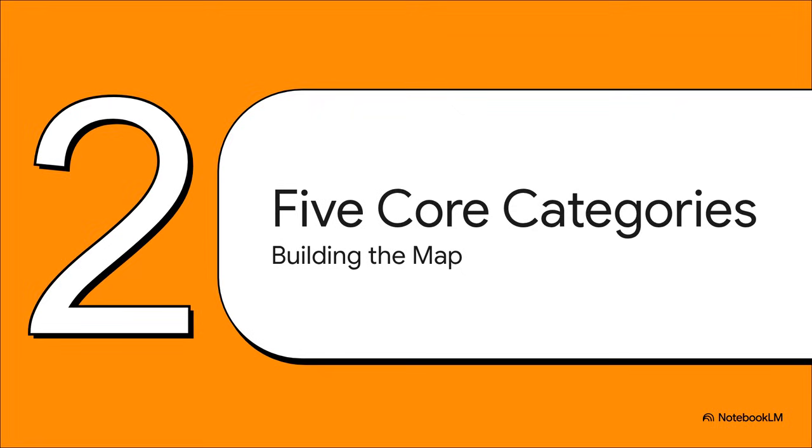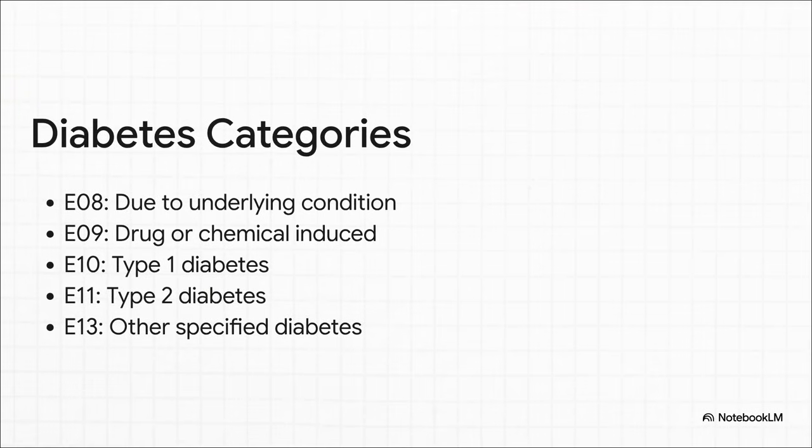Moving right along to part 2, the 5 core categories and building that map. Let's look at our foundation and see how it builds the diagnostic map we need to navigate Chapter 4 effectively. So the ICD-10-CM categorizes diabetes into these 5 distinct code families. It's not just one big bucket.